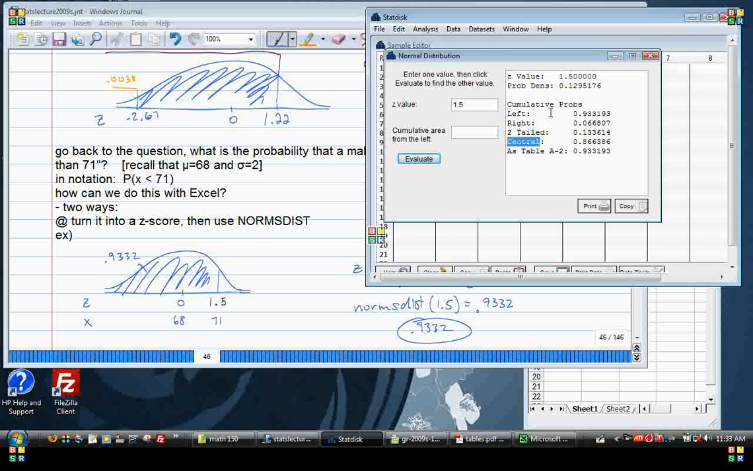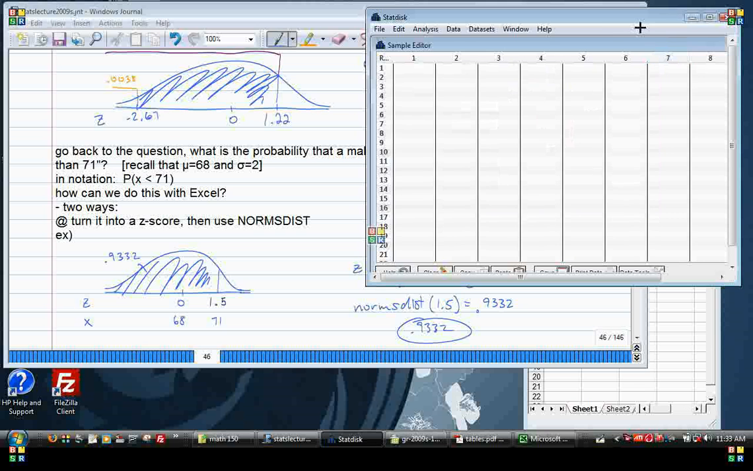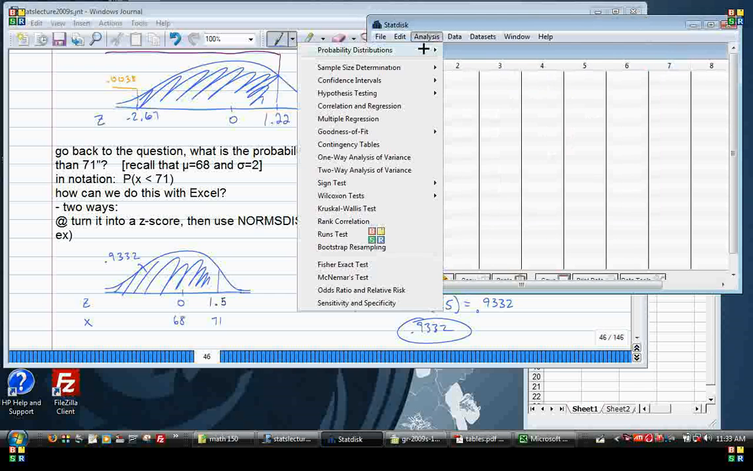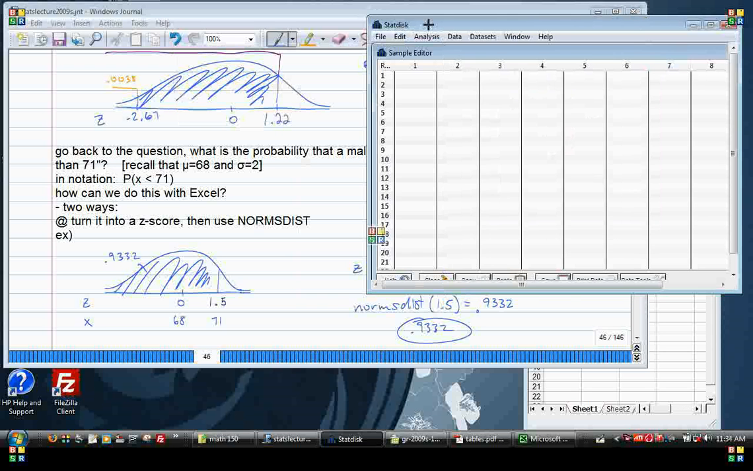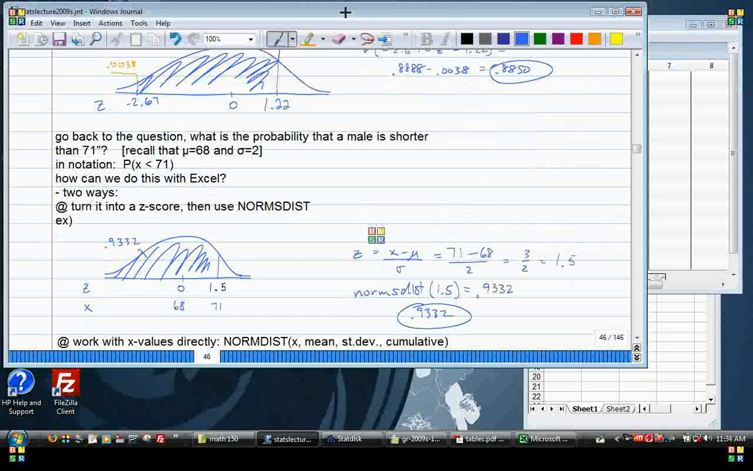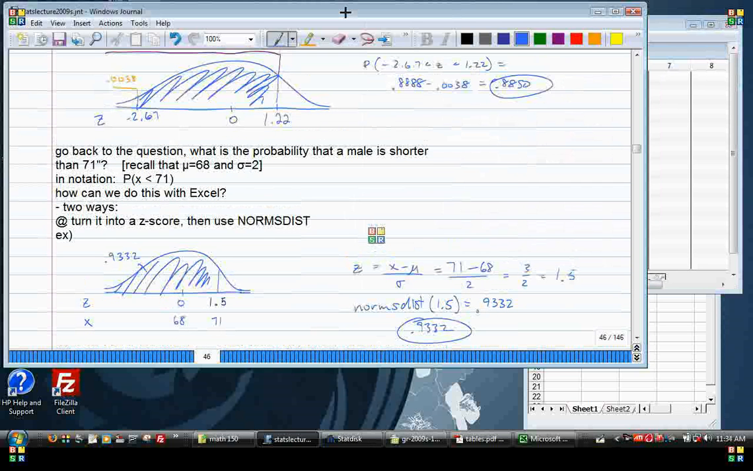So some people like using that. All right, so that's how to use Statdisk. Once you remember where to go in the menu, it pretty much explains itself. I happen to think Statdisk is easier. Maybe you agree. So why did I bother showing you Excel?